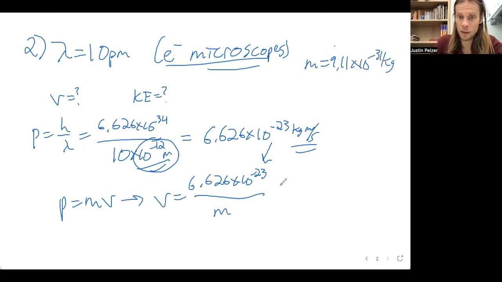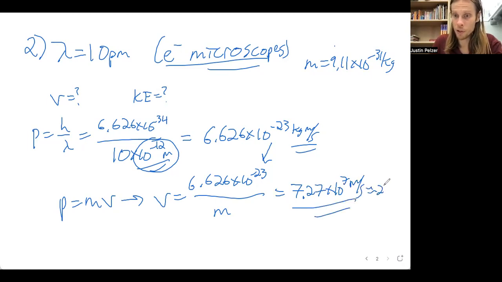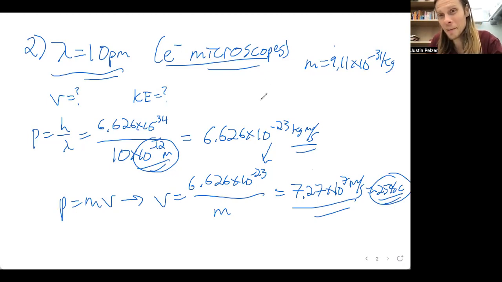If I plug that in here, I get the velocity of 7.27 times 10 to the 7 meters per second, which is about 25% the speed of light. And you might say, wait, doesn't that mean we need to take relativity into account? Yes, we technically do, but this is close enough to show us that for electron microscopes, we're now at the border of relativity. But this gets close enough. The real answer is close enough to this. At 25% the speed of light, you can still use these formulas.